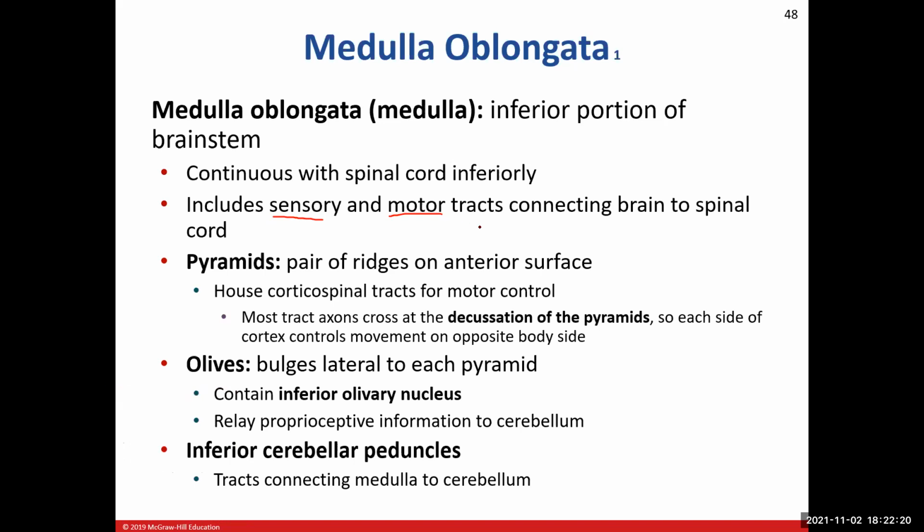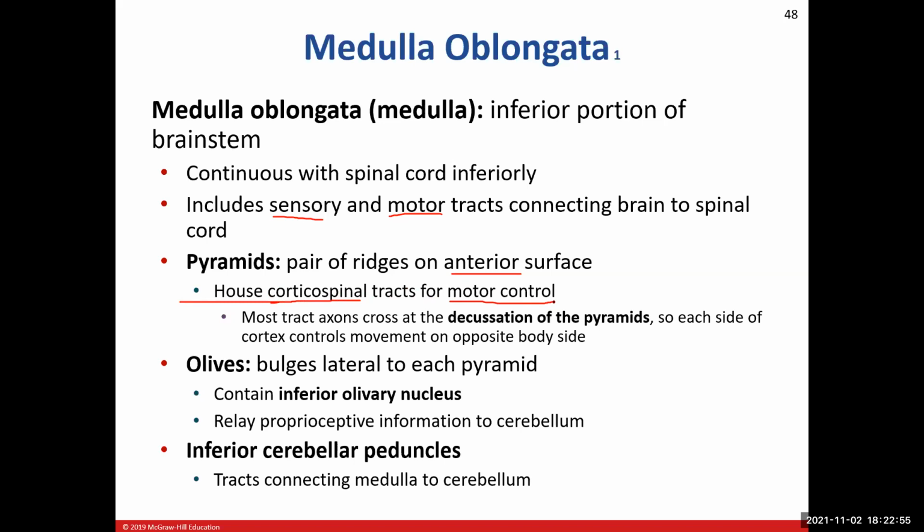On the anterior-most area of the medulla oblongata, you have these structures, all right? They're kind of small little bulges or ridges called the pyramids. They're going to house the corticospinal tracts. Those tracts originate up in the cerebral cortex, in the primary motor cortex, and they descend down into the spinal cord. These are the tracts that are responsible for voluntary motor control. So the effector organ of these tracts is going to be skeletal muscle.